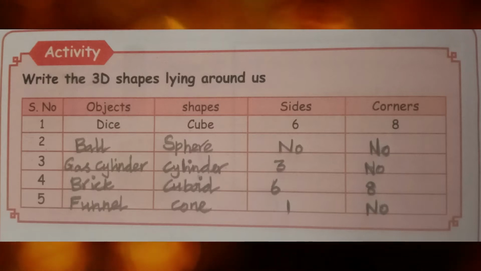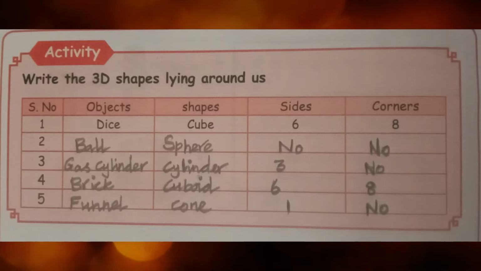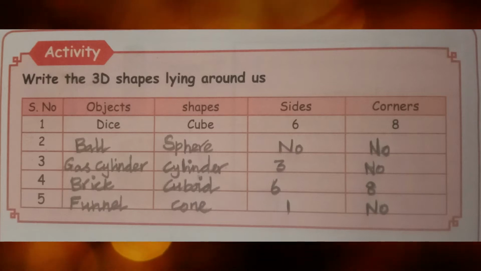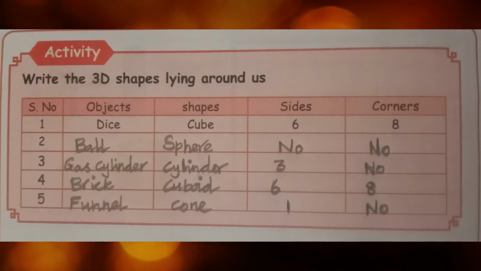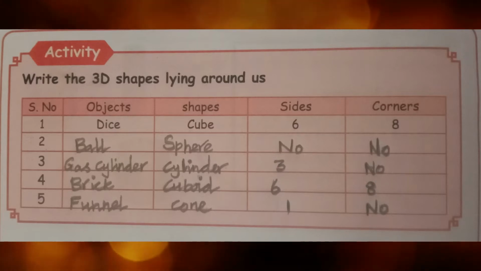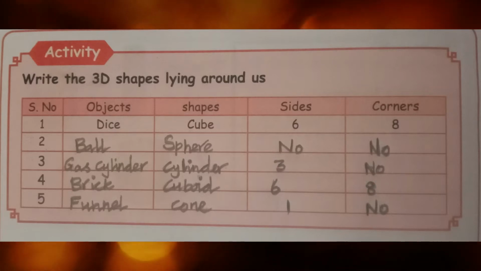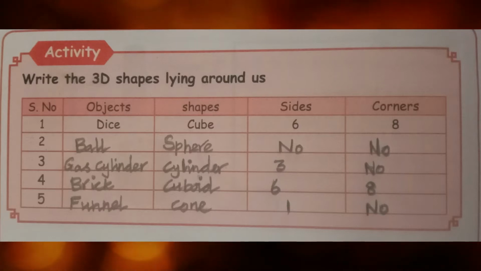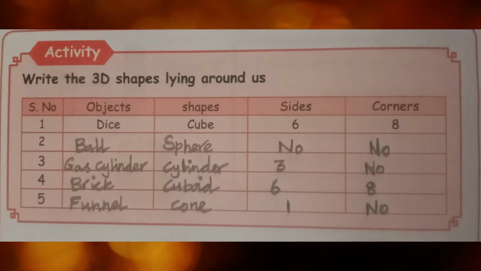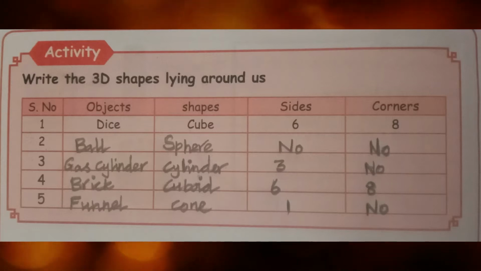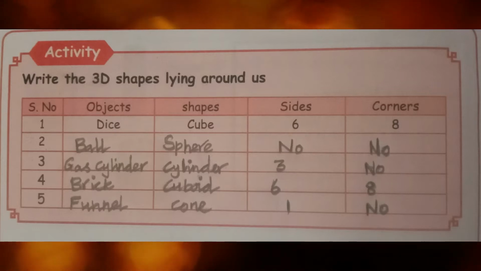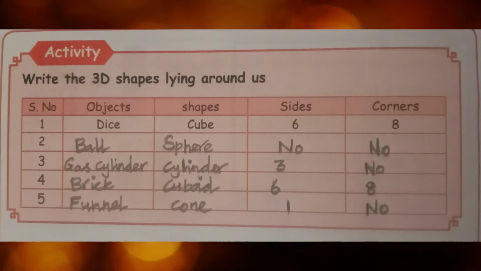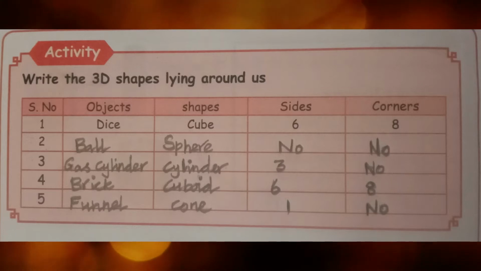So, in the second row I have filled it with ball. Ball is in the shape of sphere. Does the ball have any side? No. And it has no corners. Third one, gas cylinder. And it is in the shape of cylinder. It has 3 sides and it has no corners.